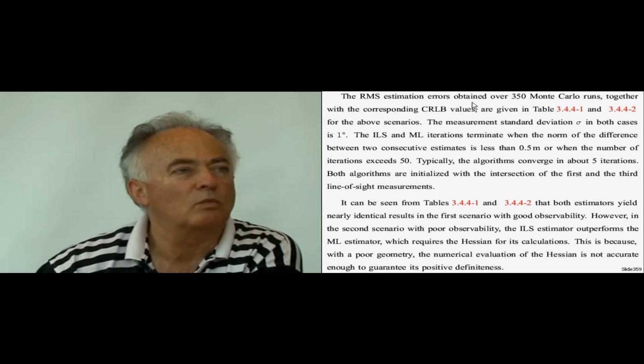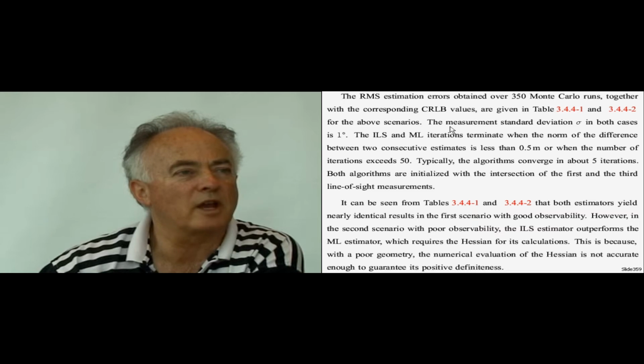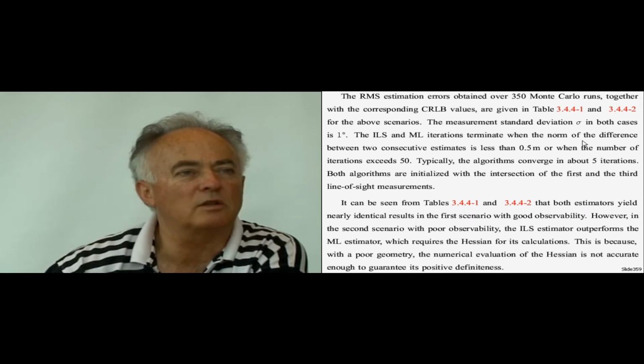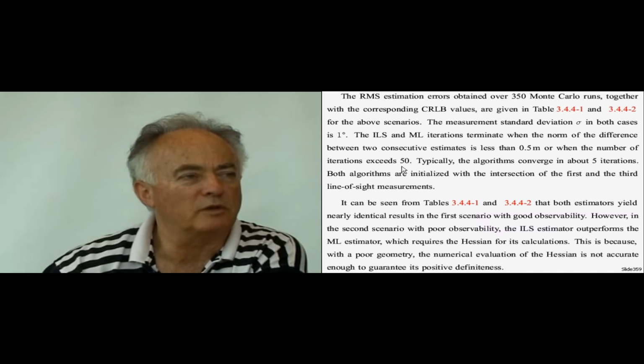Okay, so what we have is a number of Monte Carlo runs with the corresponding CRLB values where the measurement standard deviation is 1 degree. Both numerical search techniques, the ILS and the ML iterations, terminate when the norm of the difference between 2 consecutive estimates is less than half a meter, or if we made more than 50 iterations. Typically, both algorithms converge in about 5 iterations.